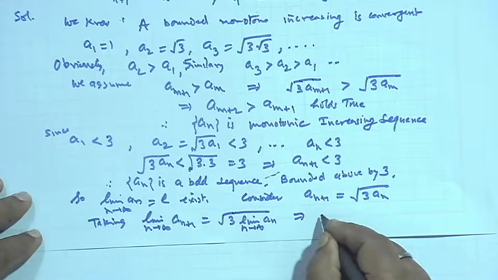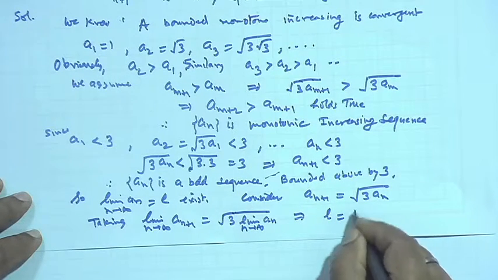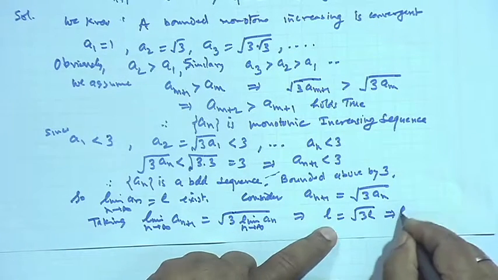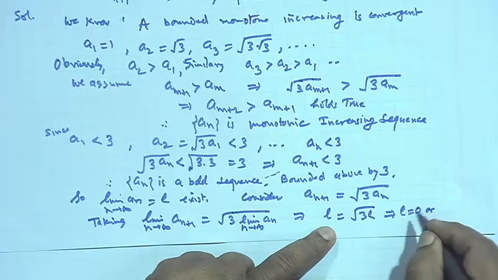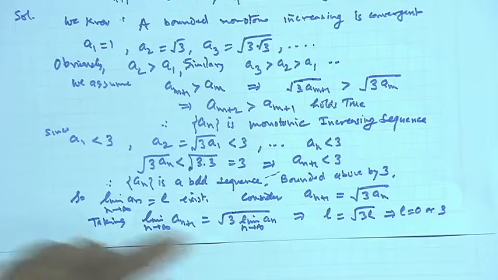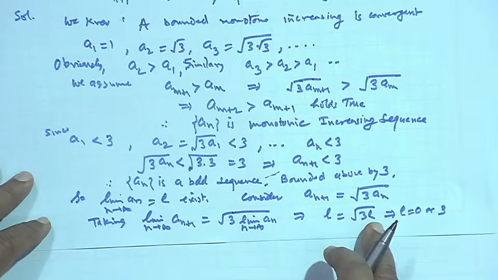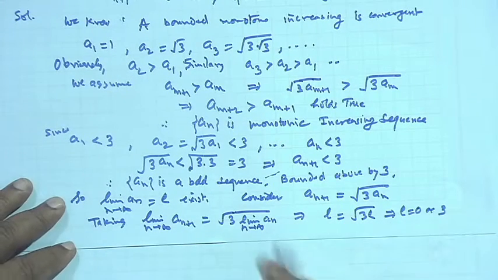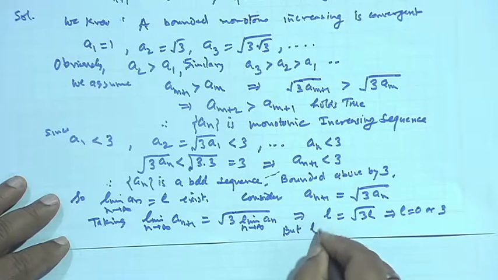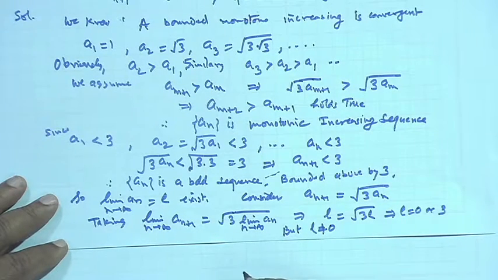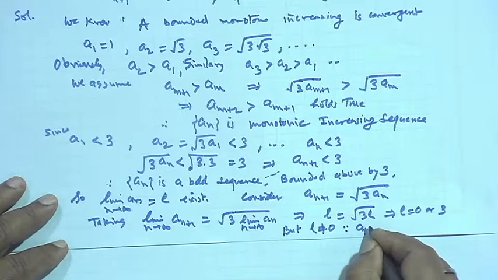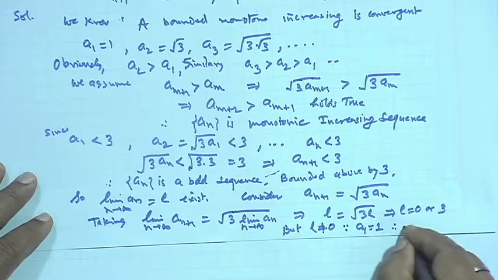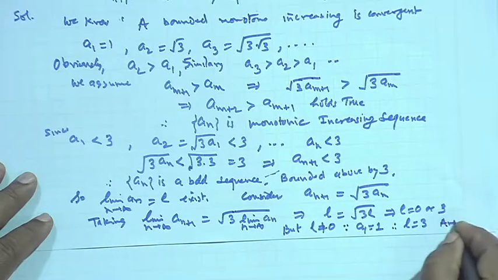So, this implies that L equals root 3L, and when we square this and solve it, we get either L is 0 or L is 3. Squaring, L square is equal to 3L here. So, L into (L minus 3). So, L equals either 0 or 3, but L cannot be 0. L is not 0. Why? Because the first term a1 is 1. So, the limit cannot be less than 1. Therefore, L is equal to 3, and that is the answer for it.